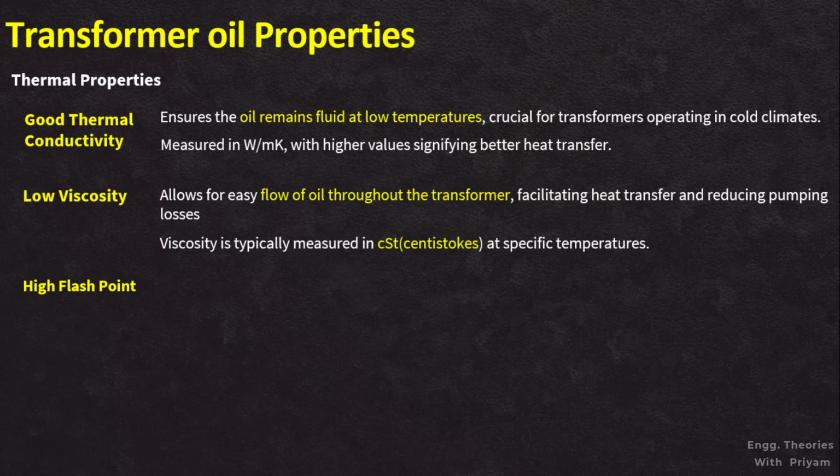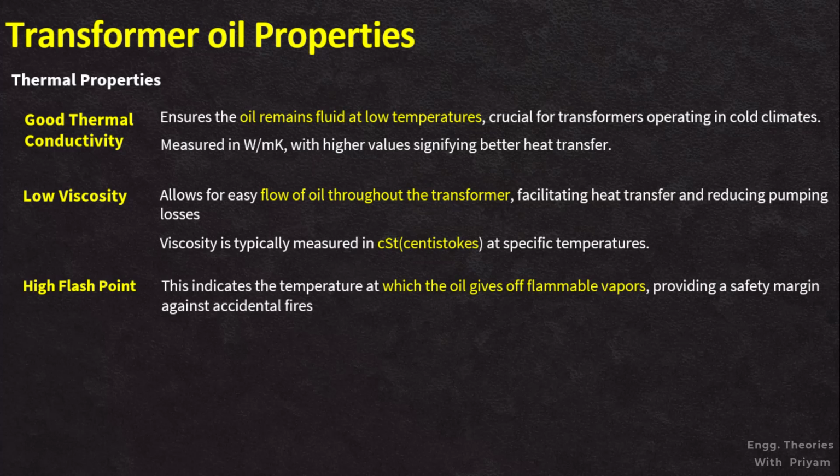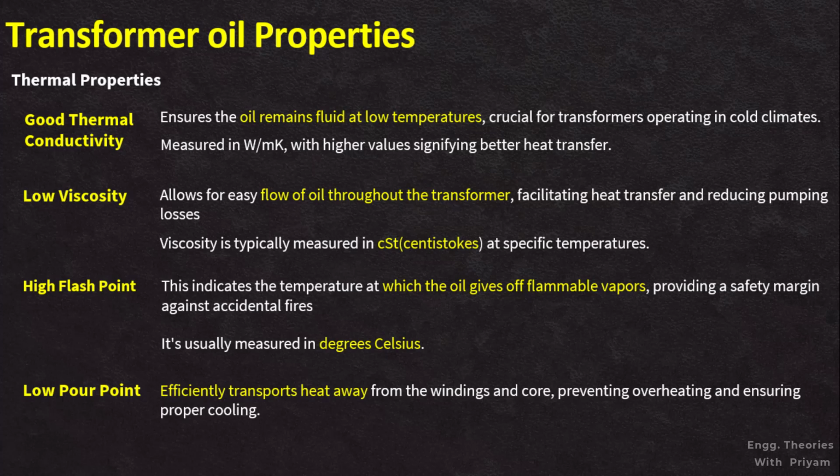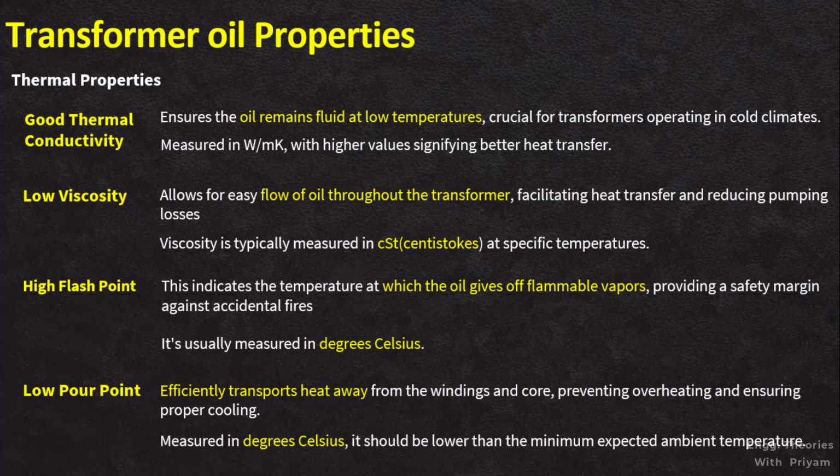High flash points. This indicates the temperature at which the oil gives off flammable vapors, providing a safety margin against accidental fires. It is usually measured in degrees Celsius. Low pour points. It ensures the oil remains fluid at low temperature, crucial for transformers operating in cold climates. Measured in degrees Celsius, it should be lower than the minimum expected ambient temperature.